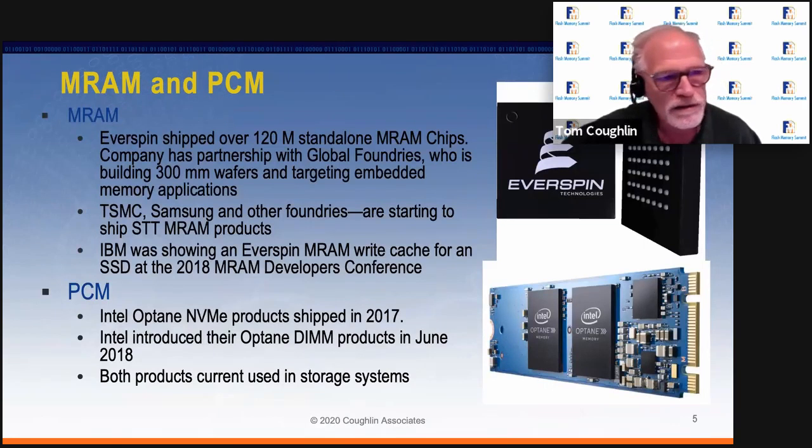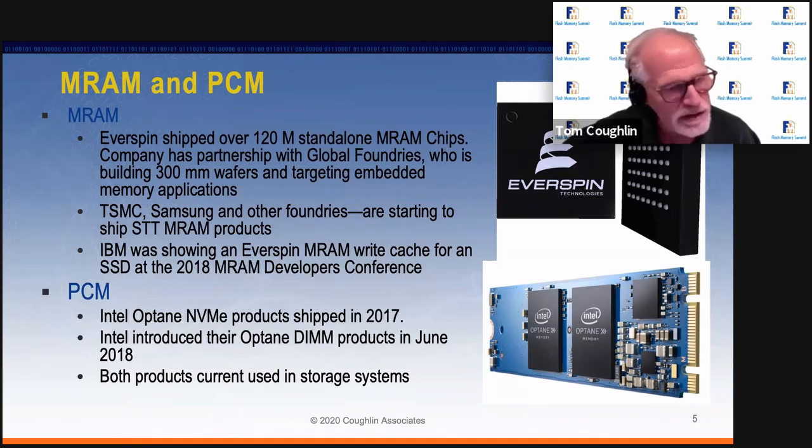Some examples of products that are out there: there's a company called Everspin, which has shipped over 120 million standalone MRAM chips. This company has partnered with Global Foundries, a major semiconductor foundry company, who is building 300 nanometer wafers to support Everspin, but also targeting these wafers for embedded memory applications. All the major foundry companies, TSMC, Samsung, and others, are starting to ship spin tunnel torque MRAM products. And there have already been products being shown. For instance, IBM at the 2018 MRAM Developers Conference, just before the Flash Memory Summit, were showing an Everspin MRAM write cache for an SSD.